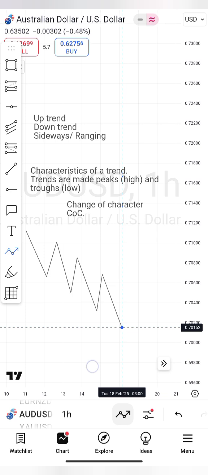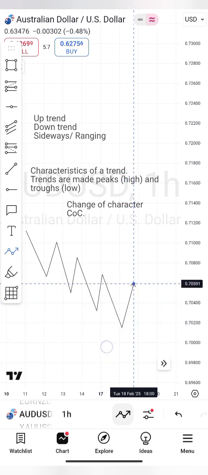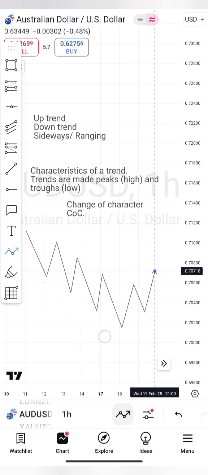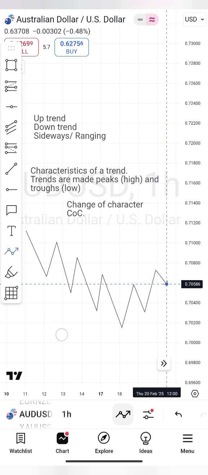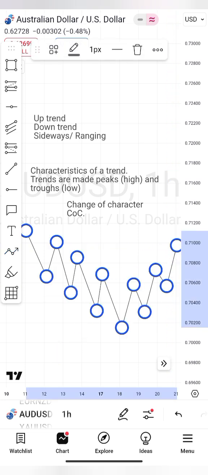Then the market decides to give you something like this. It's no longer lower lows and lower highs. You just noticed that the market has given me a higher low and a higher high, and the market has done it again.